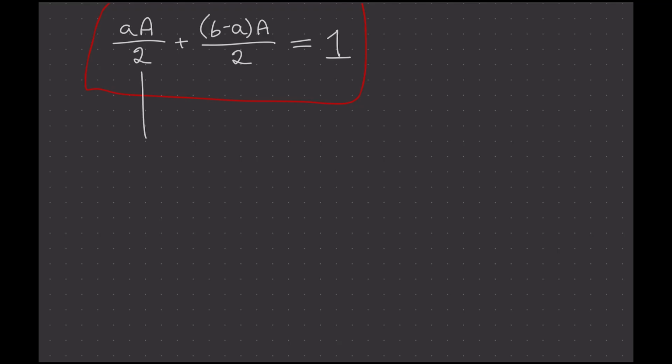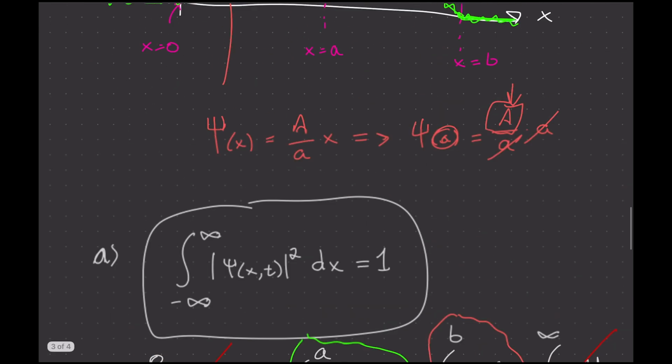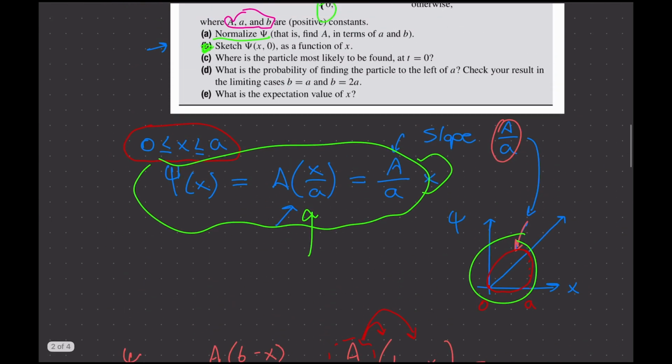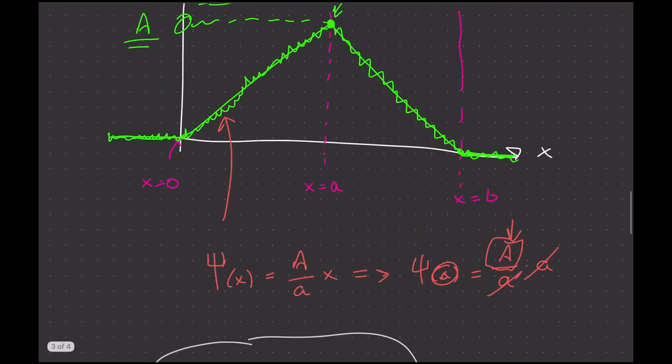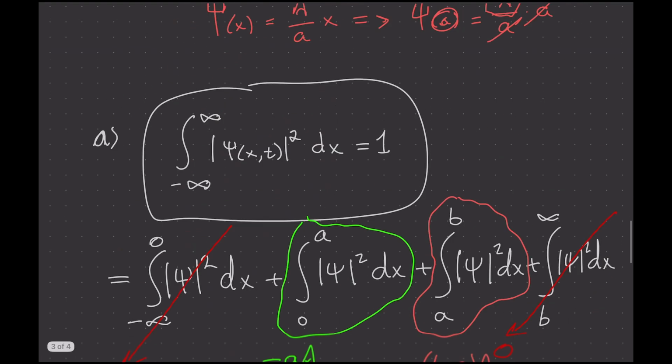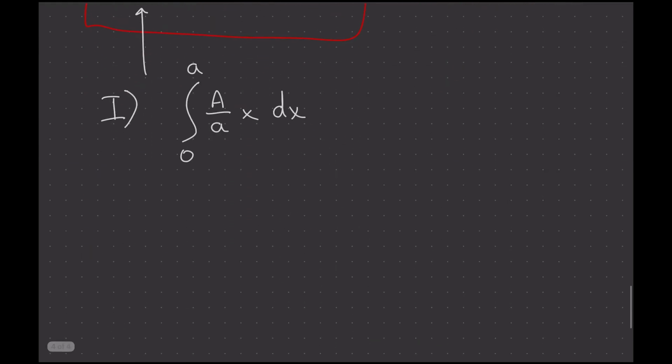So this part here, let's call this section 1. The integral here was from 0 to a. The wave function was A over a times x dx. Where am I getting this from? Well, that is the exact value of the wave function. Remember, we found it right here. So just go check what this part of the function actually was and plug that into here.